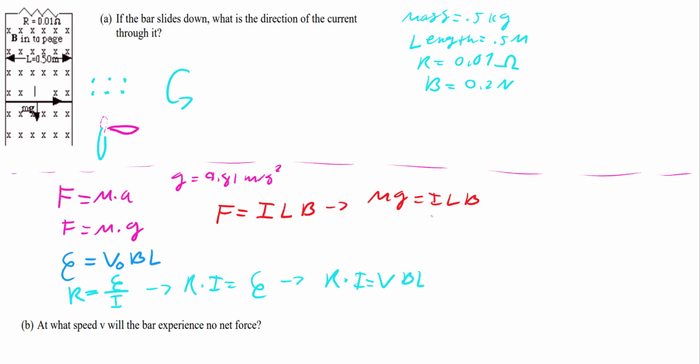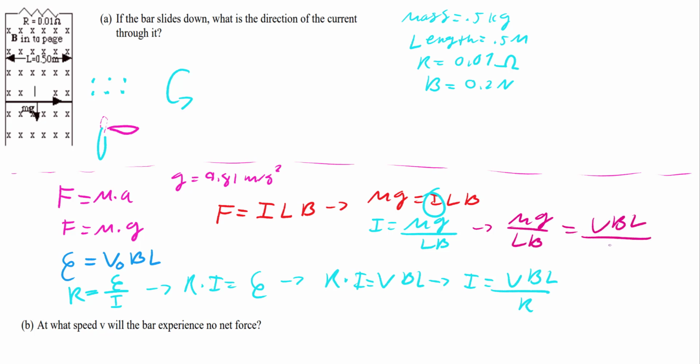Okay, well, I have I over here and I have I over there, so let's solve for I. We have that I has to be equal to VBL divided by R. And solving for I over here, we have that I has to be equal to mg divided by LB. So now we're going to set the I's equal to each other. So mg over LB is equal to VBL over R.